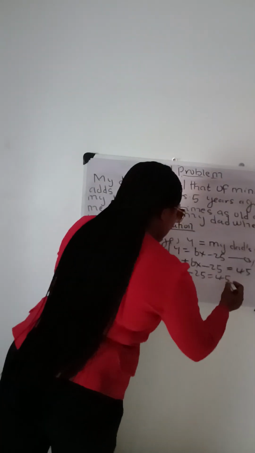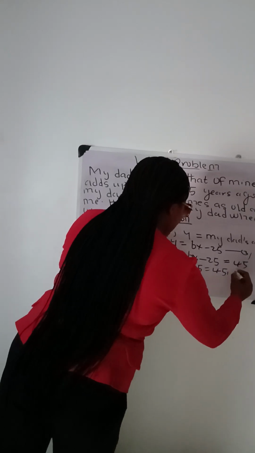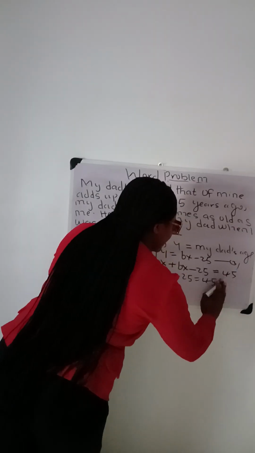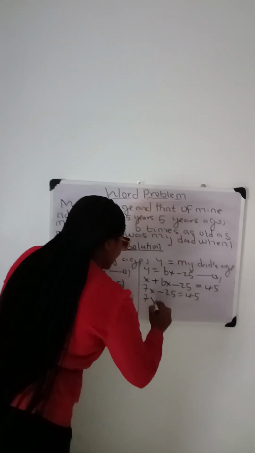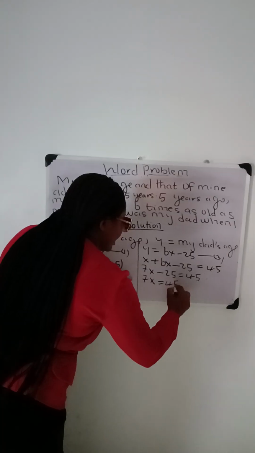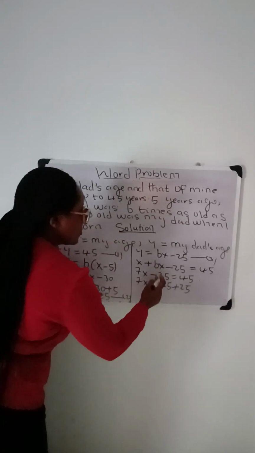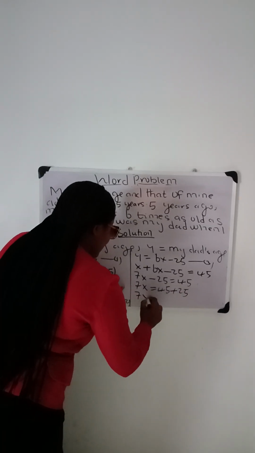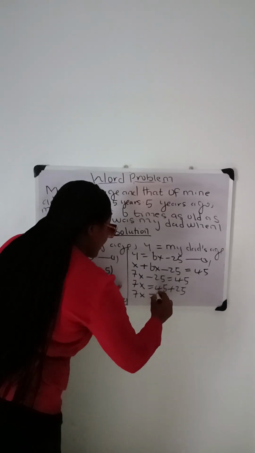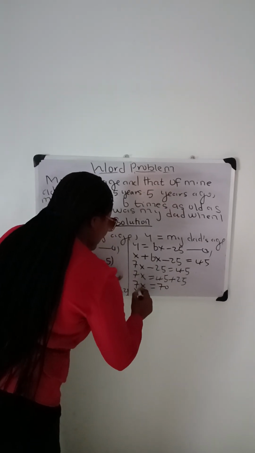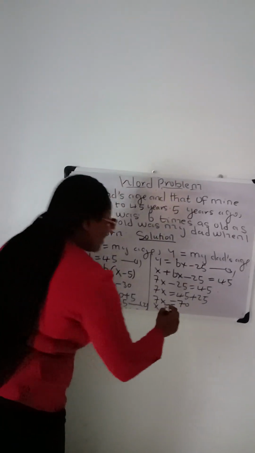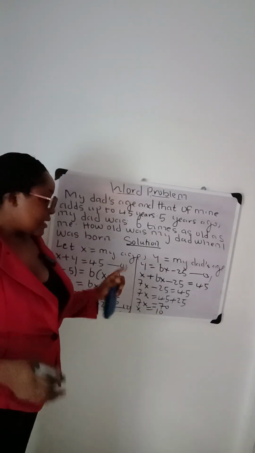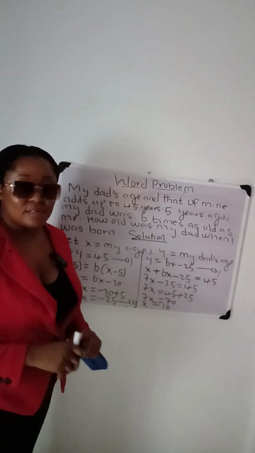and then from here 7x is equal to, well, let me bring it down here, 7x is equal to 45 plus 25, when this minus 25 crosses over, and then we have that 7x is equal to 70, and then x is equal to, when we divide both sides by 7, we have that x is equal to 10. What this means is that I am 10 years old, because x here represents my age.